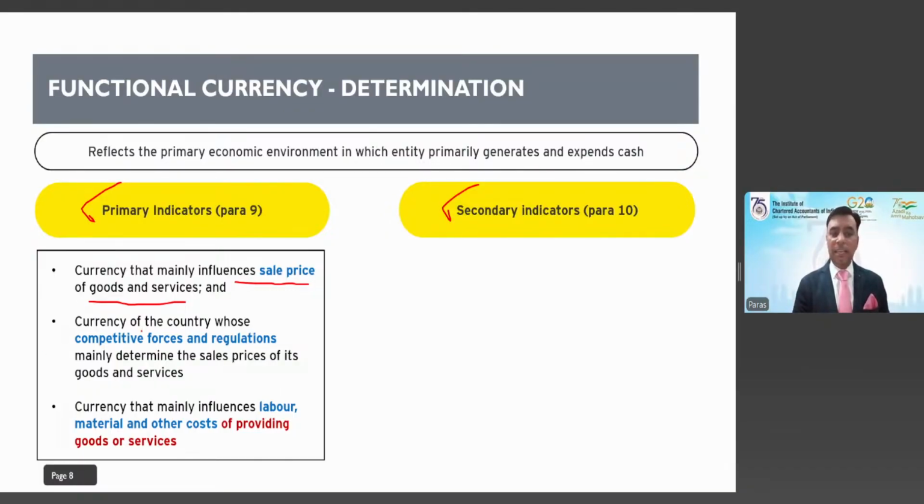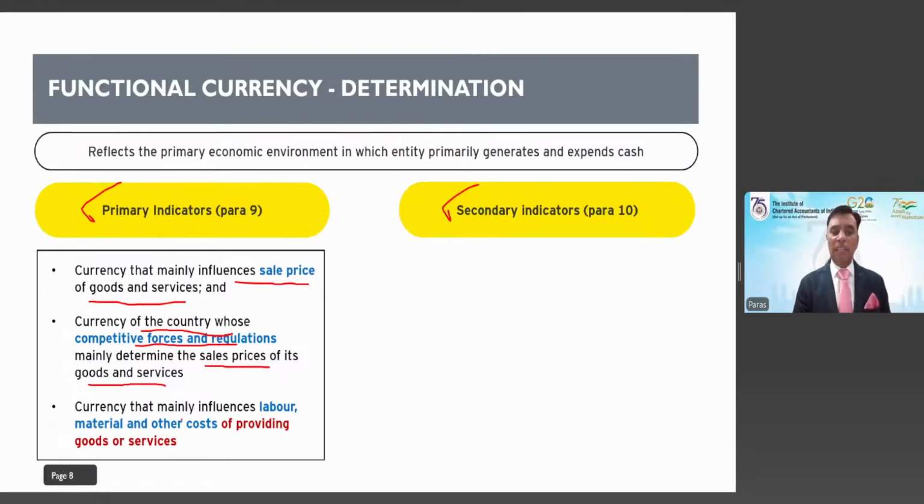Second, the currency of the country whose competitive forces and regulations mainly determine the sale price of its goods and services. Again, you need to check the currency of the country whose competitive forces and regulations mainly determine the sale prices of goods and services. If it is US, then the US dollar will be the functional currency of the entity. If it is India, then INR will be the functional currency of the entity.